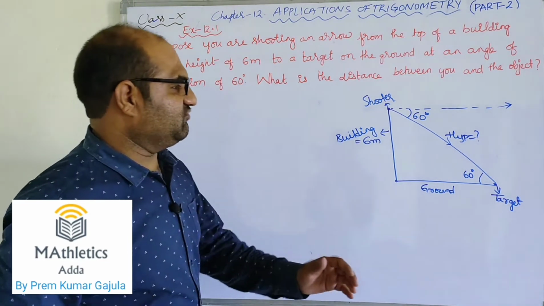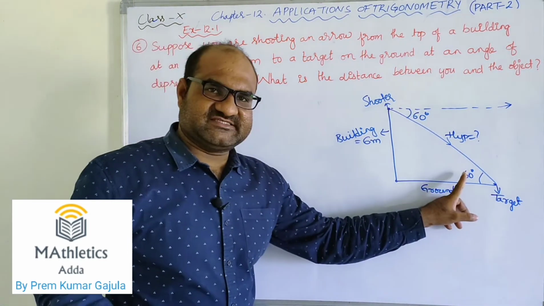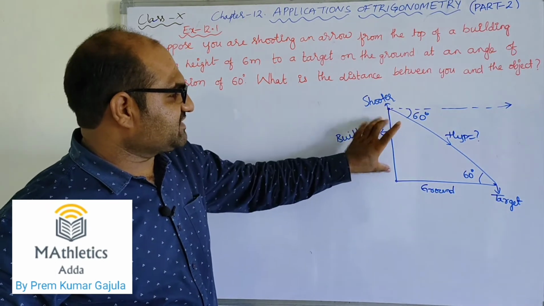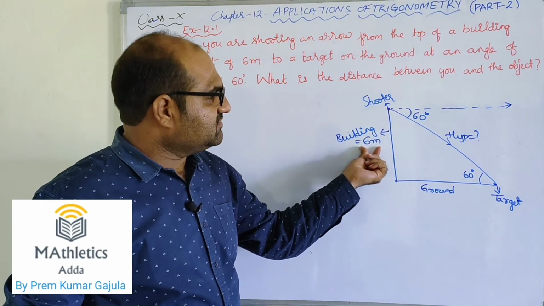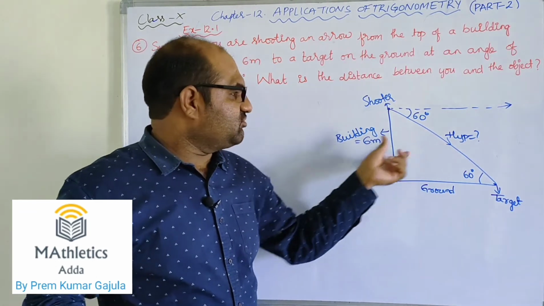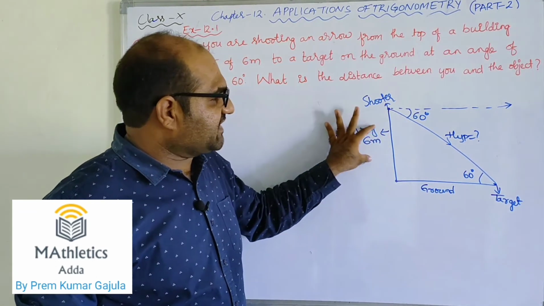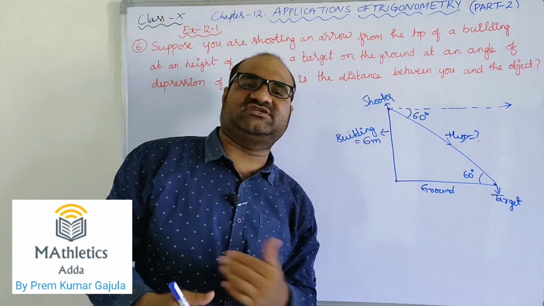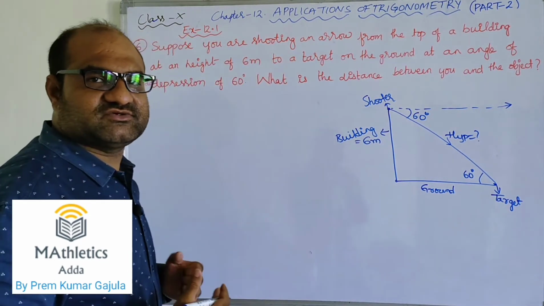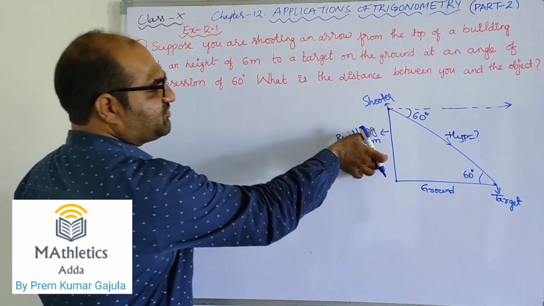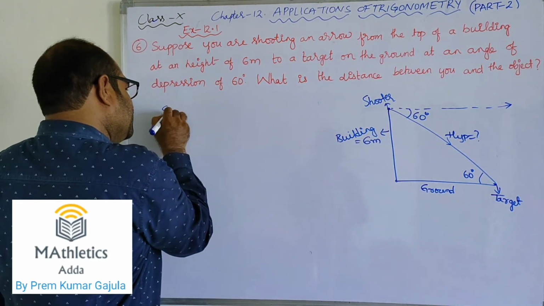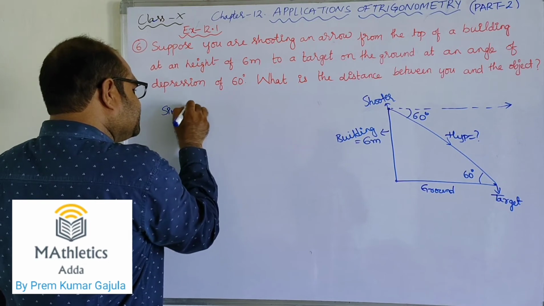So now let us see what we have. We have a 60 degree angle here and we have the opposite side value as 6 meter, okay? And we want the hypotenuse value. So by using this opposite side and hypotenuse side, which trigonometric ratio should we use actually? Which trigonometric ratio is the combination of opposite and hypotenuse? Sine. Very good.